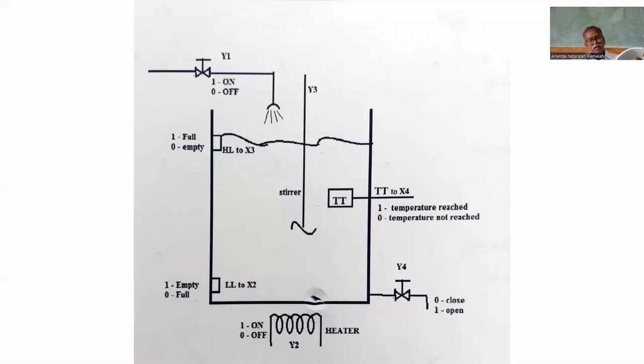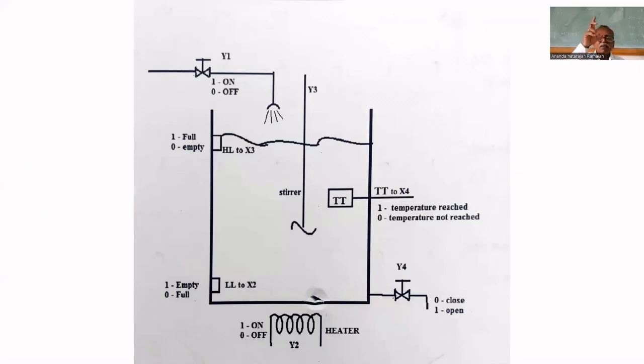This is the second program, second experiment. Programming a PLC for batch process. Batch process means, you know the difference, already you studied process control, that's why you know the difference between batch process and continuous process. Continuous process will run forever, at least for 3 months or 6 months.